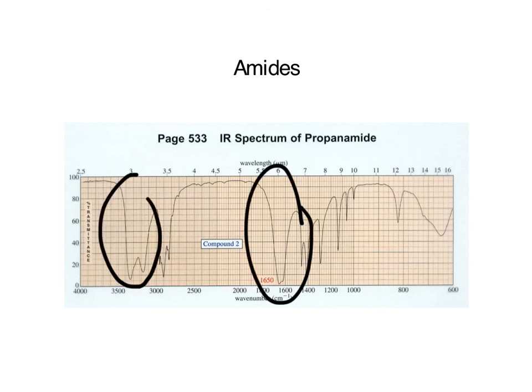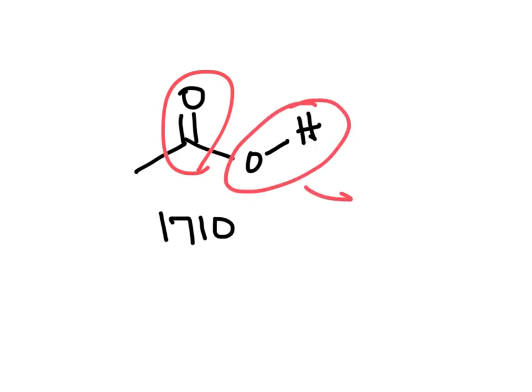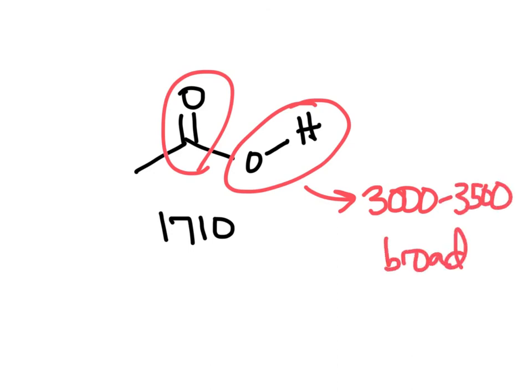One slide that I didn't show, which we might talk about, is carboxylic acids. These have peaks that show up again around 1700 because it has the carbonyl. But it also contains an OH, and this is a broad peak that can range anywhere from 3000 to 3500. And it is very, very broad.